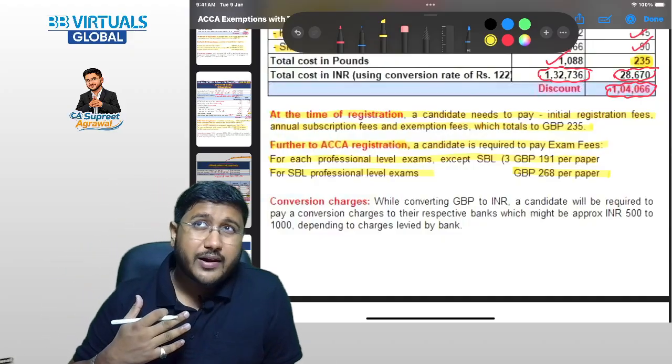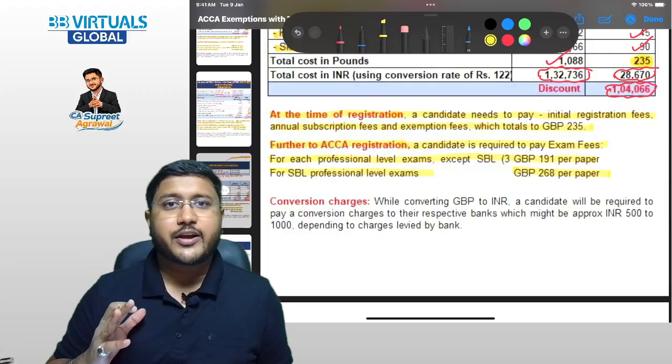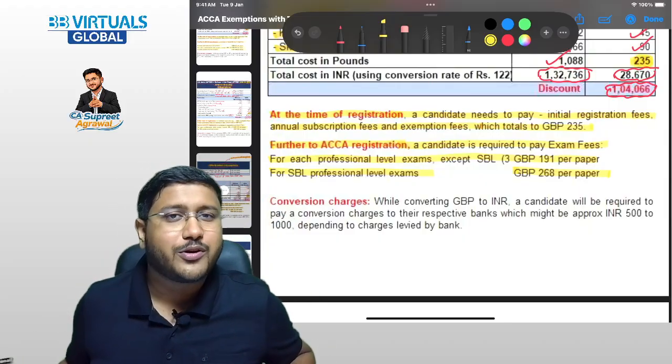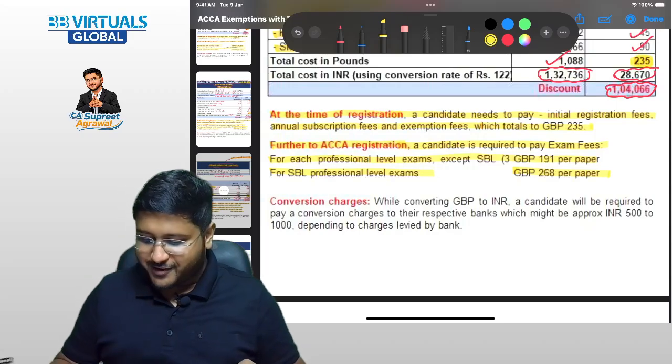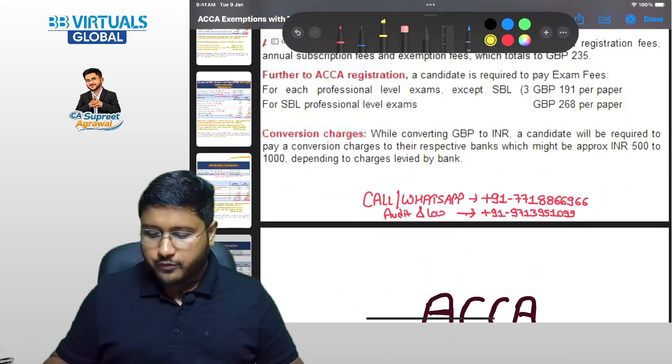So in less than 1,10,000 to 1,20,000 rupees, you will be able to complete your ACCA qualification if you are an existing CMA with more than 5 years of work experience. Now, if you have any queries regarding it, you can let us know on either of these numbers. Do not worry about it.